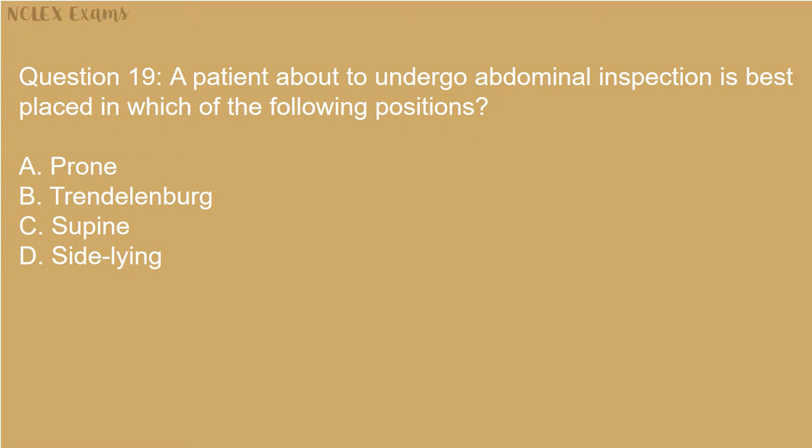Question 19. A patient about to undergo abdominal inspection is best placed in which of the following positions? A. Prone. B. Trendelenburg. C. Supine. D. Side-lying.